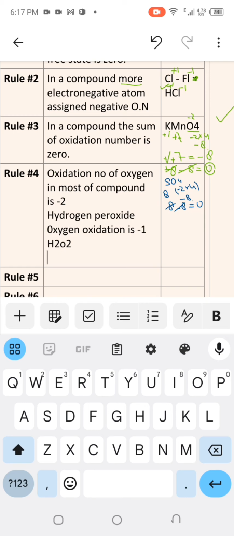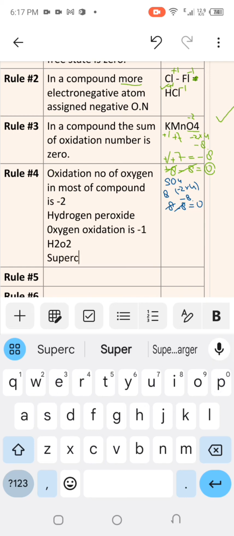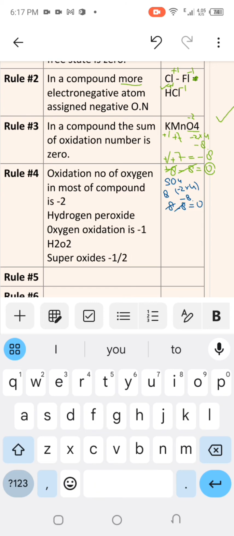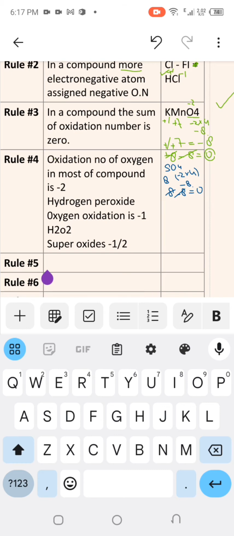Same if you talk about the superoxides. In the superoxides, the oxidation number of oxygen is -1/2. Okay, in the superoxides. Fine. I hope this is clear. Now we should move on to rule number 5. In rule number 5, the oxidation number of hydrogen when combined with electronegative non-metals is +1.